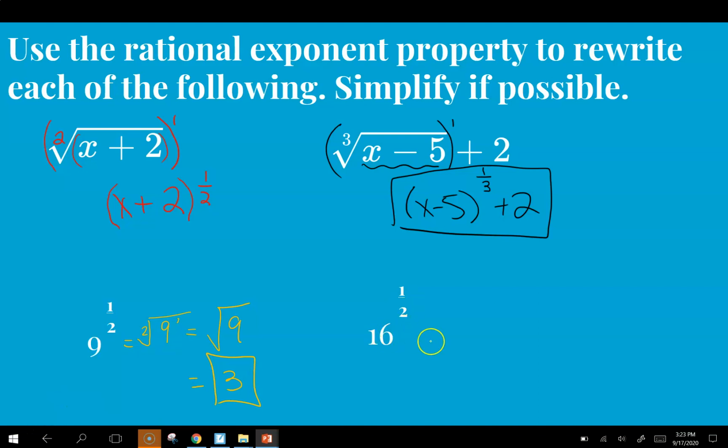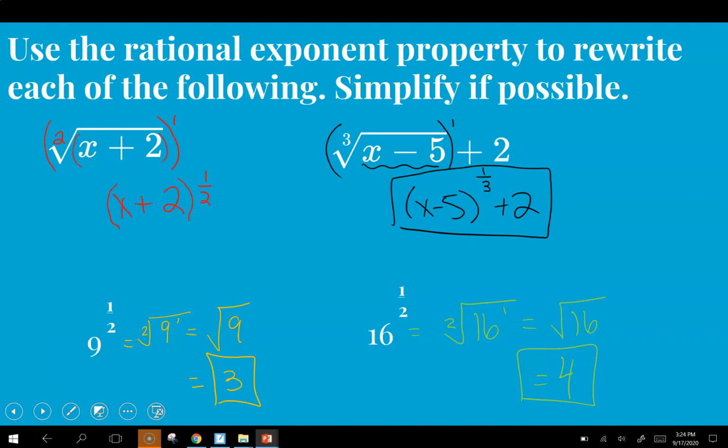Over here, 16 to the power of 1/2. Okay, so 2 is my root again, and 1 is my power again. So that's just the same thing as saying the square root of 16, which is 4. Whenever you have the rational exponent of 1/2, it's always representing the square root of something.